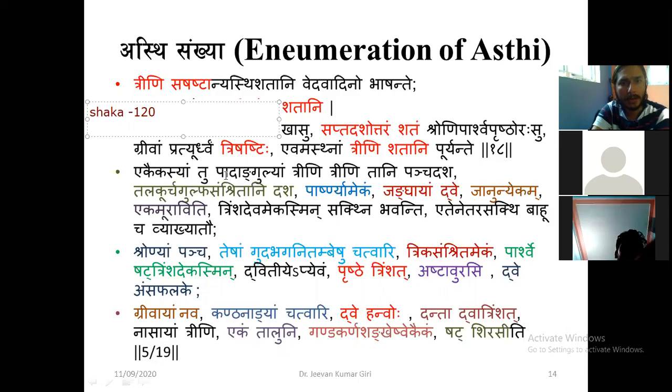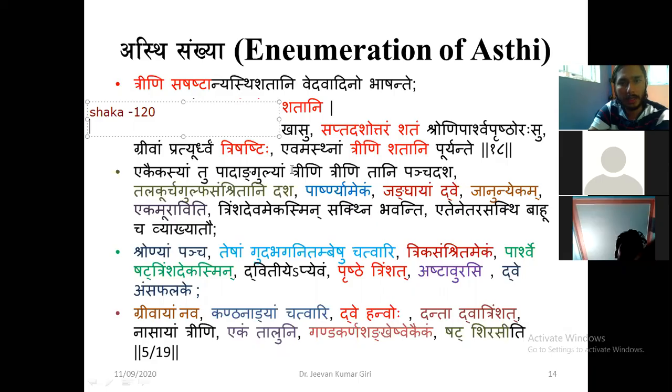Ekasya tu pada angulyam treni tani panchadasha. Here see, in each digit. For example, we have 5 digits, isn't it? So these are the anguli. I am telling about the leg region, but I cannot show the leg here, so just see in the hand. In the leg region, in each digit, in each anguli, there are three in each: three in this, three in this, three in this, three in this, and three in this.